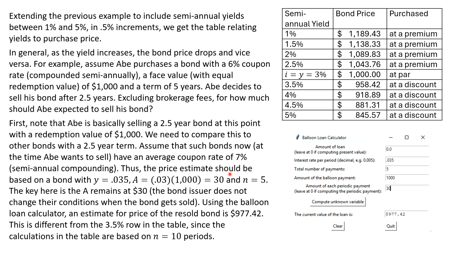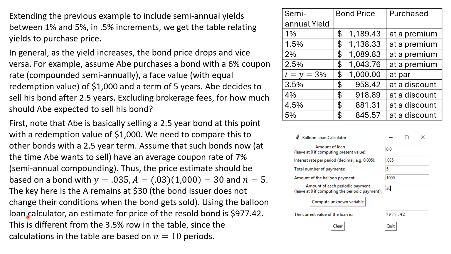Thus, the price estimate should be based on a bond with yield Y equal to 0.035. The coupon would be the same, $30, but the N is 5. So we can't use this table here, because this was based on N equals 10 at 3.5%. The key here is that A remains the same at $30. The initial issuer of the bond doesn't change the coupon even if it's resold.